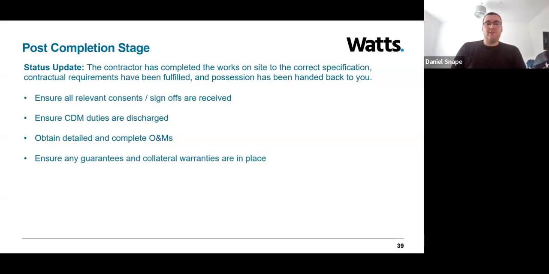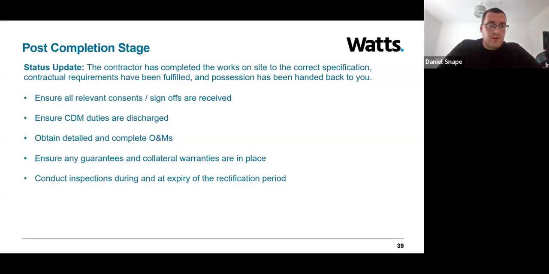Guarantees and collateral warranties is another really important one. These should be in place and fully signed. Again, you'd probably be surprised if I told you how often I see guarantees and collateral warranties that haven't been executed, or they haven't been signed by the correct party. In some instances, a guarantee or a warranty might be caveated and state, unless it's been fully signed by a director or a relevant person, then it doesn't apply. So making sure that these are signed properly by the right people and that they're in place and that they're watertight is important.